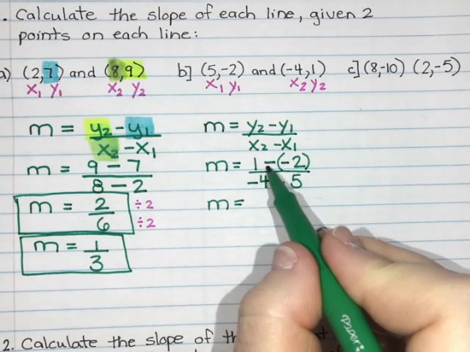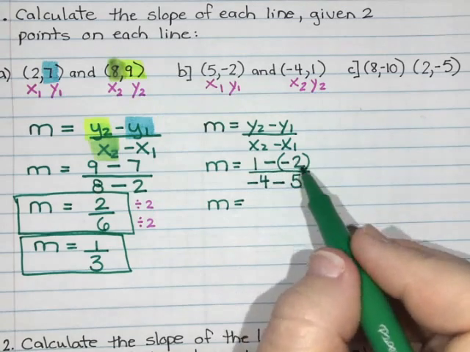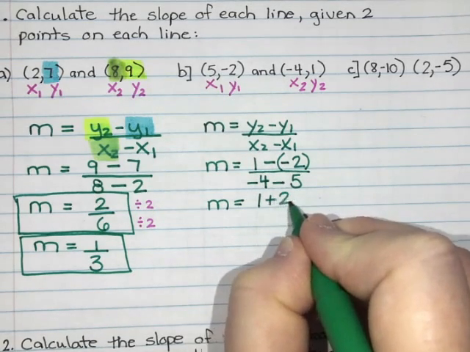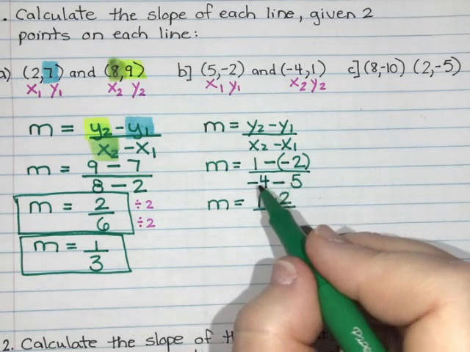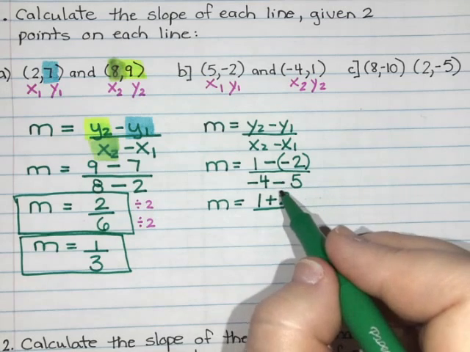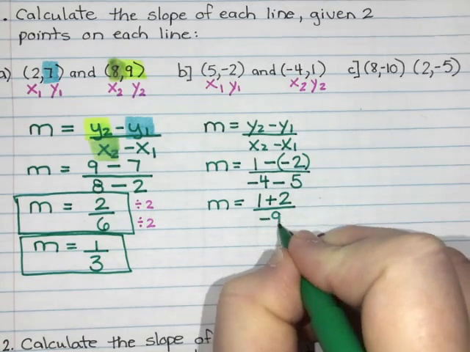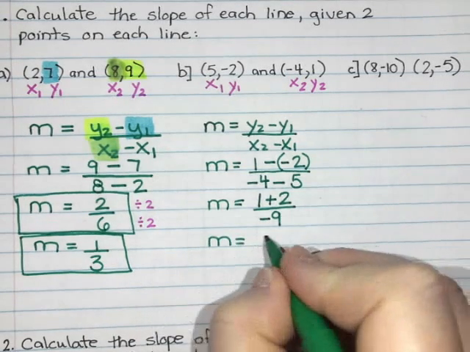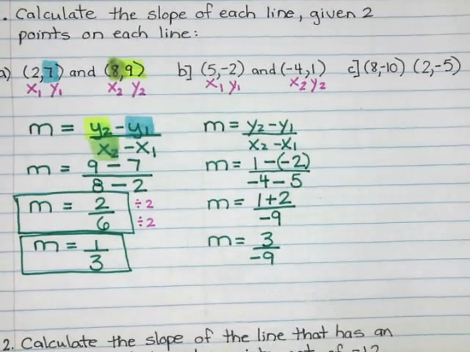In the numerator, I have 2 negative signs in a row. So when I have 2 minus signs in a row, that actually makes a plus. So I'm going to get 1 plus 2 on the top. And then on the bottom, I just have -4, take away 5. I'm going to add those together to get -9. And then on the top, 1 plus 2 is 3 divided by -9.